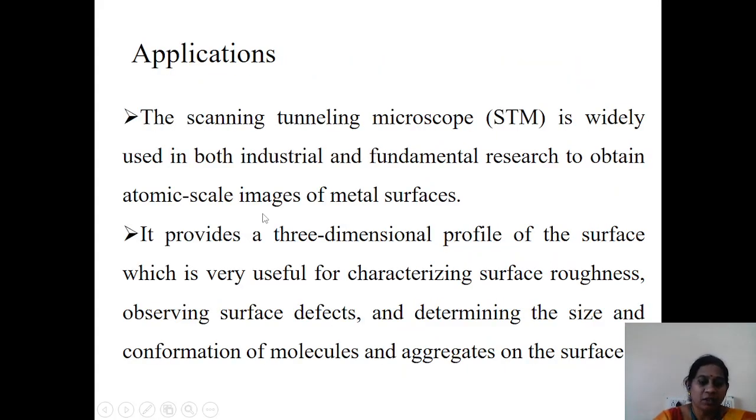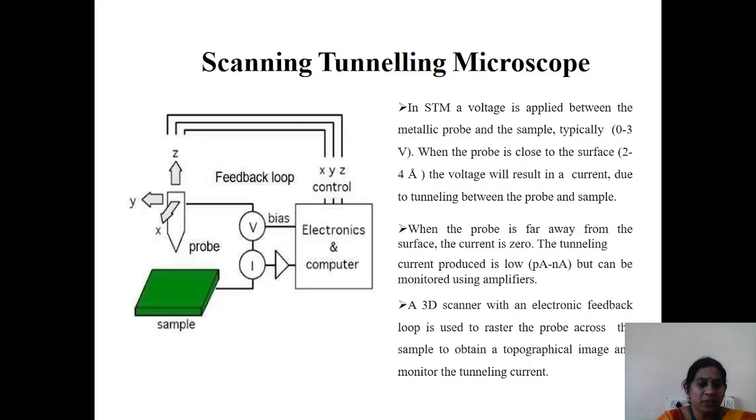A 3D scanner with an electronic feedback loop is used to raster the probe across the sample to obtain the topographical image and monitor the tunneling current. I believe you were able to understand the construction and working of a scanning tunneling microscope.